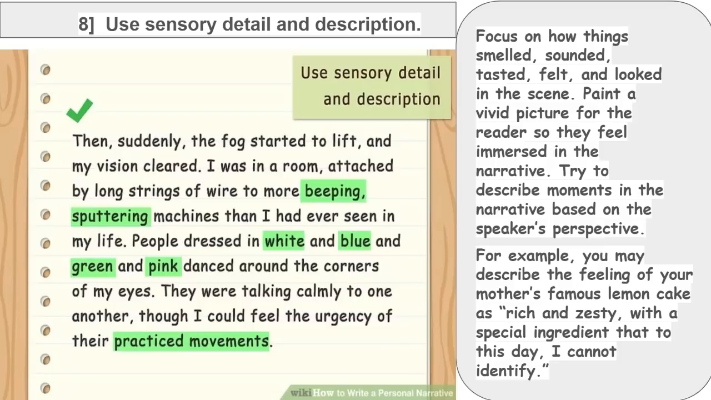Here's another example. Then, suddenly, the fog started to lift and my vision cleared. I was in a room attached by long strings of wire to more beeping, sputtering machines than I had ever seen in my life. People dressed in white and blue and green and pink danced around the corners of my eyes. They were talking calmly to one another, though I could feel the urgency of their practiced movements. Here is a perfect example of sensory details being used to describe details.